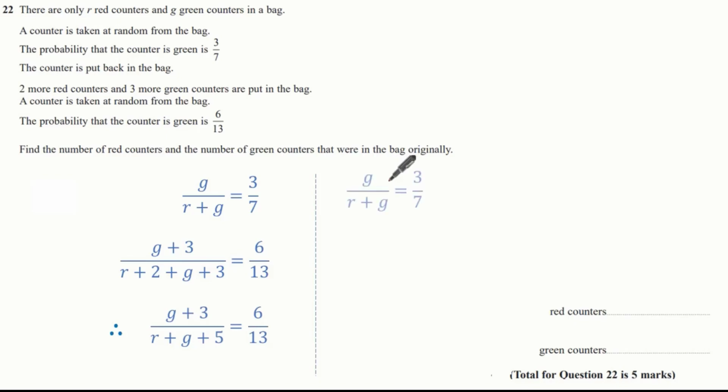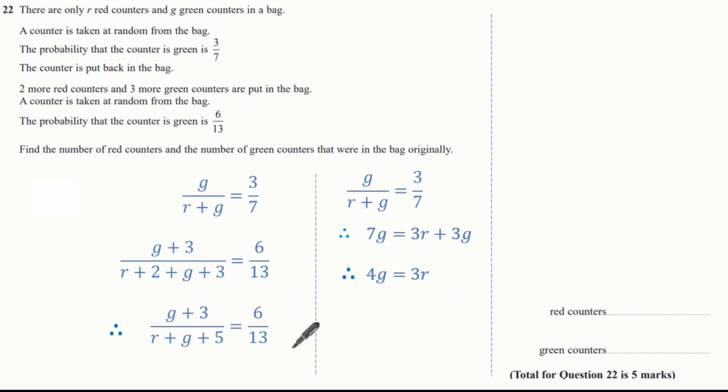So let's have a look at our first equation, which is G over R plus G equals 3 over 7. I'm going to cross multiply, so 7 multiplied by my G is 7G, and 3 plus R multiplied by my 3 gives me 3R plus 3G. Now I'm going to collect all my like terms, so I have 4G is equal to 3R. This is a nice, easy equation.